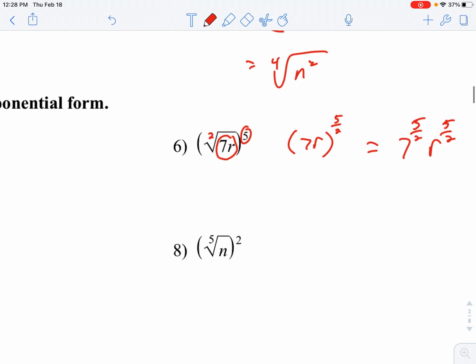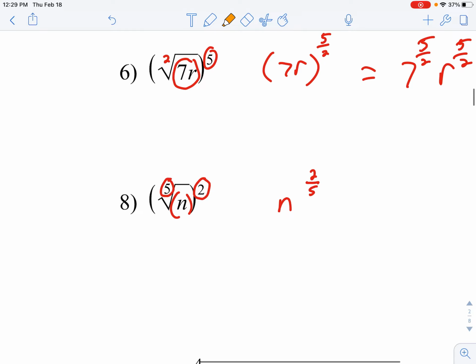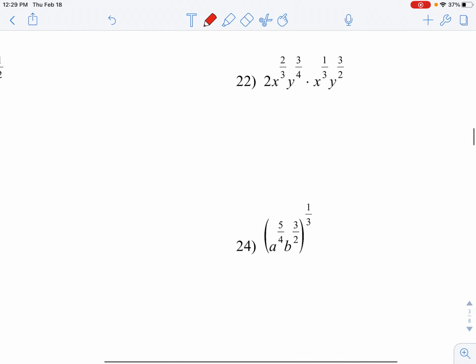Next one, again, the index of the root is the denominator of the power. The actual power is the numerator, and then this is the base. And here, since there's only one base, you really don't even need those parentheses. Like up here we had 2 bases, so you include them in parentheses. So this should be just n to the 2/5 power. Let's check number 8.